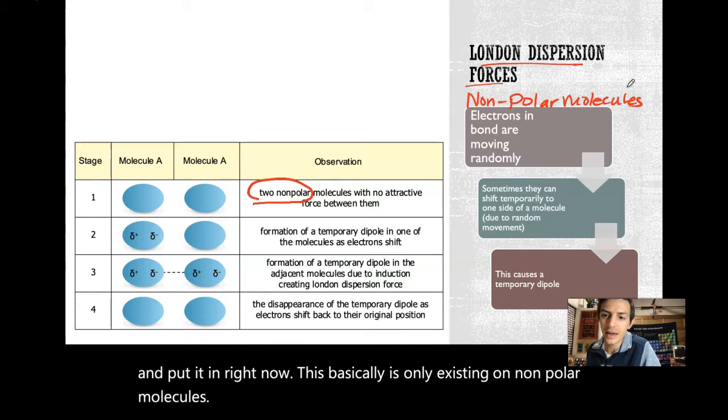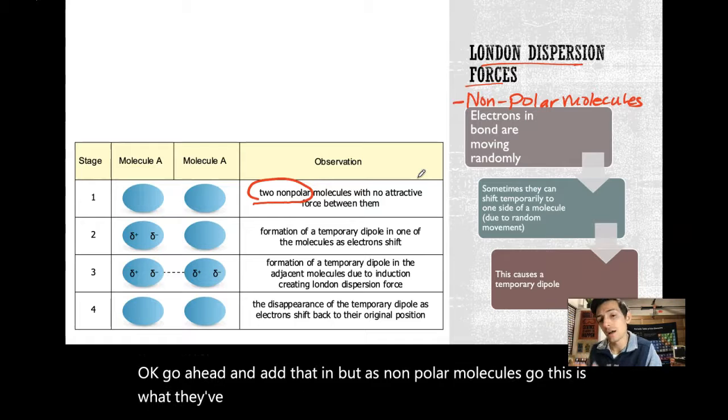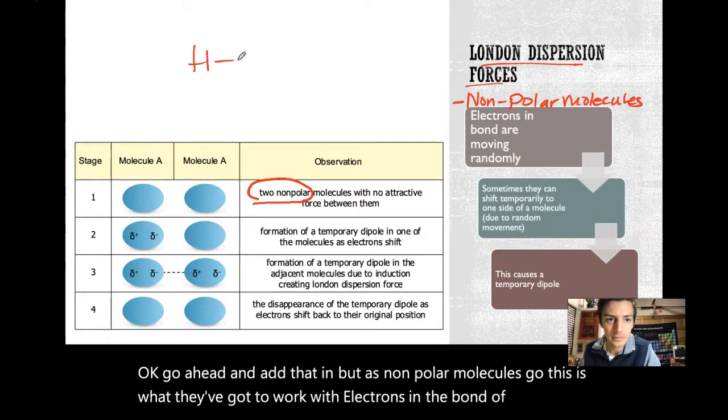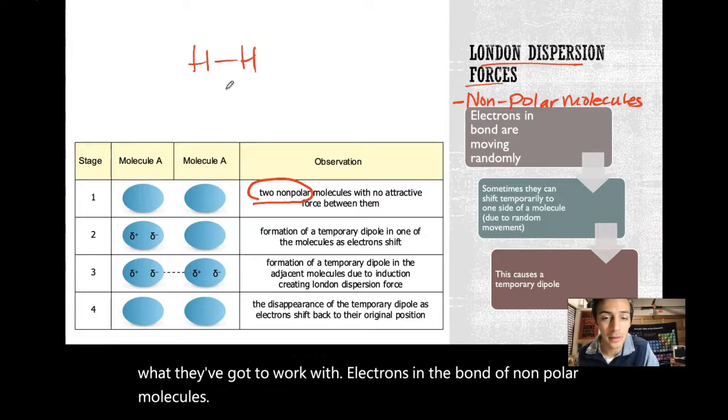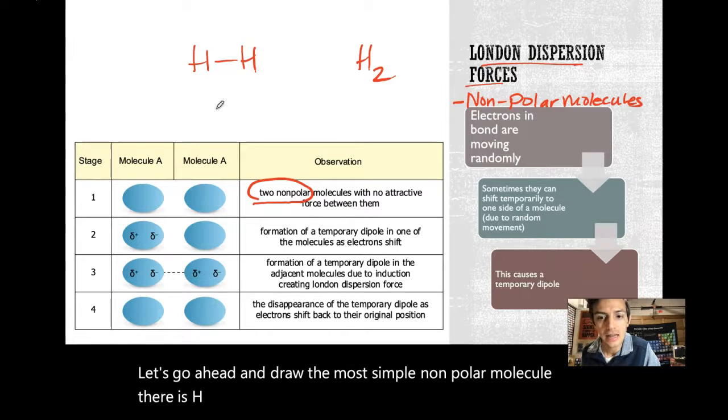Okay, go ahead and add that in. But as nonpolar molecules go, this is what they've got to work with: electrons in the bond of nonpolar molecules. Let's go ahead and draw the most simple nonpolar molecule there is, H2, hydrogen gas. Those electrons in that bond, there's only two of them, right?